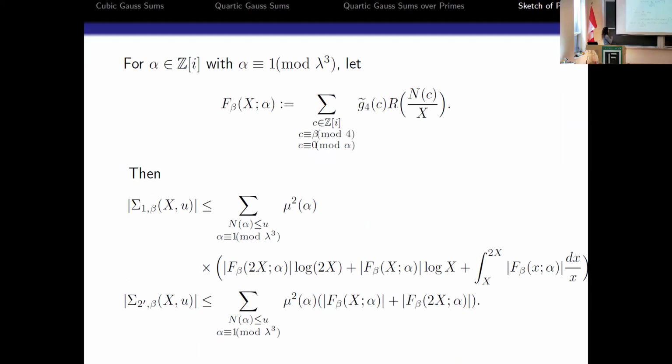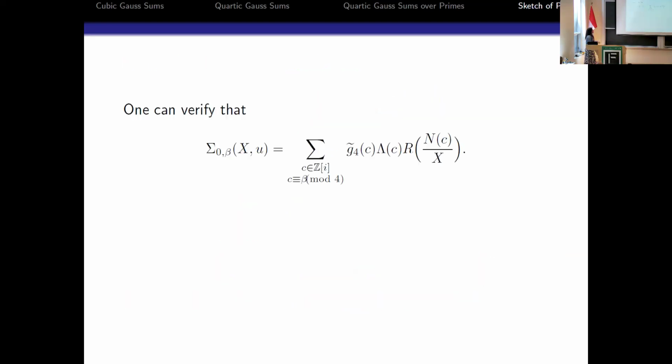The type 1 sums, sigma 1 and sigma 2 prime, with a little bit of work, one can show that they can be estimated by essentially estimating partial sums such as this one here. So f sub beta of x is defined as such. This is the partial sum of these quartic Gauss sums over all integers c with norm less than x, with the extra divisibility condition that we're running over c's that are divisible by this particular alpha. So estimating type 1 sums and type 2 sums will amount to estimating sums like this one here.